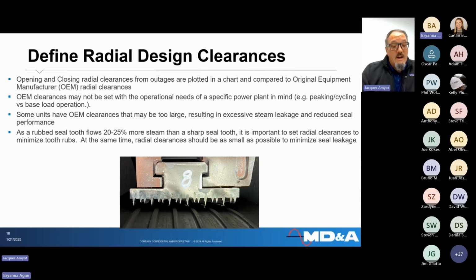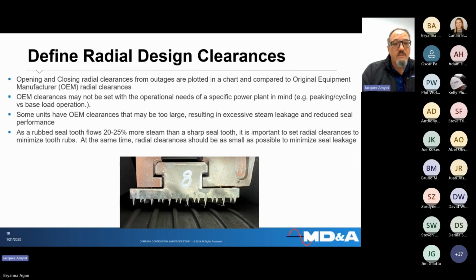So again, what I usually do with the data collected earlier is I will put it together in a chart and compare it to the OEM clearances with the eye of, are the OEM clearances sufficient for us to apply for this current outage, these new seals, or do they require some sort of tweak? The OEM clearances sometimes are not correct for a specific turbine or power plant. There are times when the OEM clearances, usually they're too tight, result in excessive rubbing, which results in lost performance and issues with operability. Occasionally, they're actually too large.